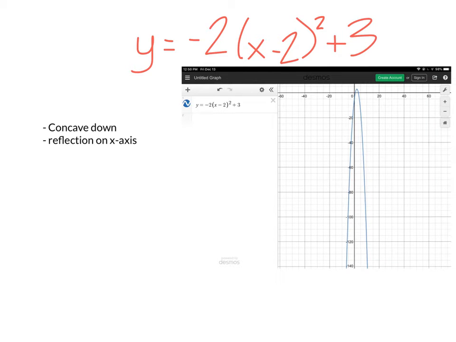If we add a negative in front of the 2, then there would be a reflection on the x-axis because there is a negative in front of the a. So the graph would look like this and concave down.